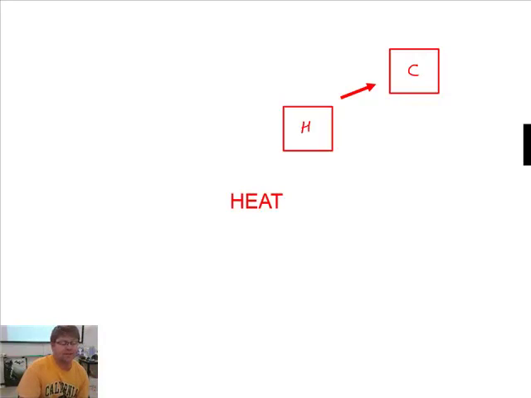Now heat is not the same thing as temperature. It's the energy transferred from one object to another, but it does involve the motion of the particles. And remember, temperature is the average kinetic energy of all the particles.